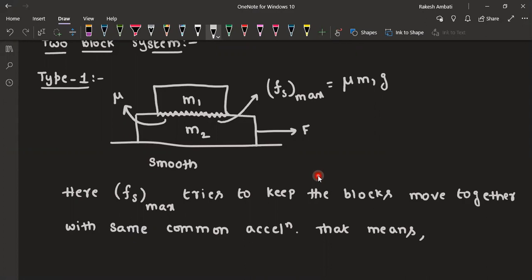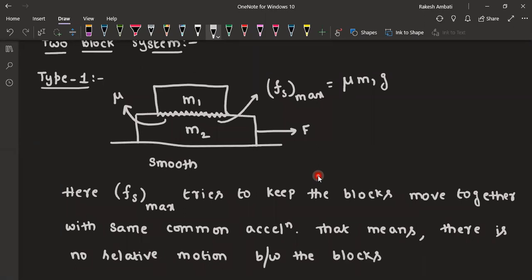That means they are moving together with the same acceleration. So what is the relative motion between them? Is relative motion present or not? Zero relative motion. That means there is no relative motion between the blocks.